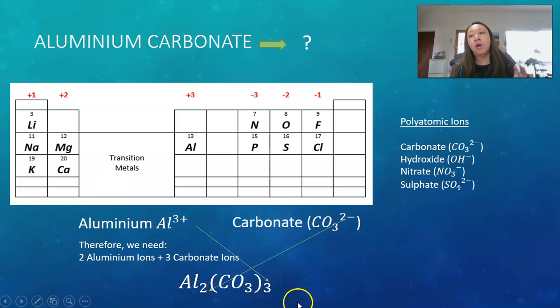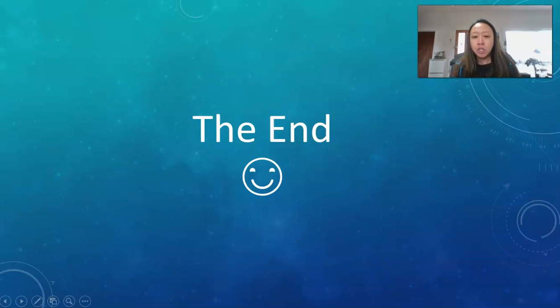The shortcut is we just write the numbers across. Al stands for aluminium and CO3 stands for carbonate. And remember not to write the positive and negative charges in. So this is our lesson for naming polyatomic ionic compounds.